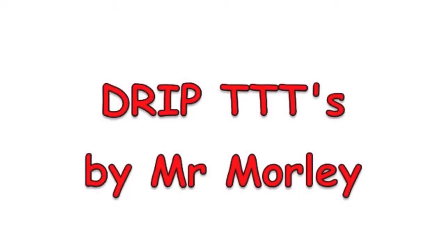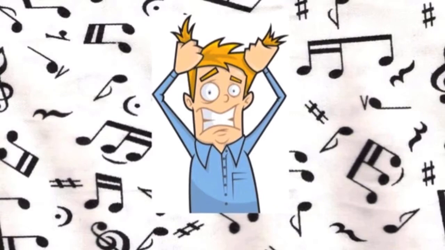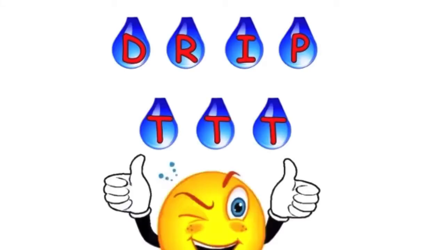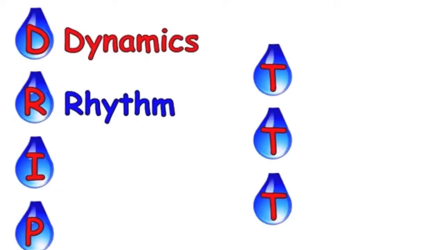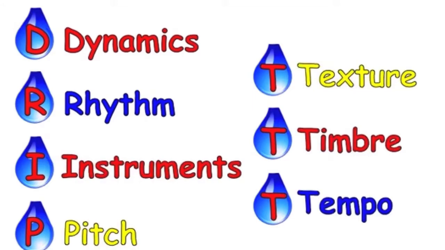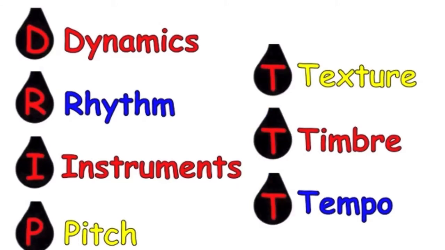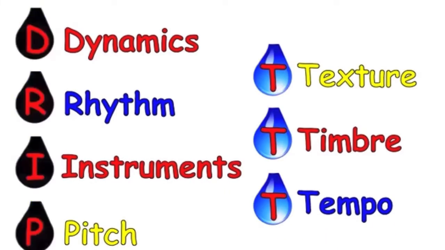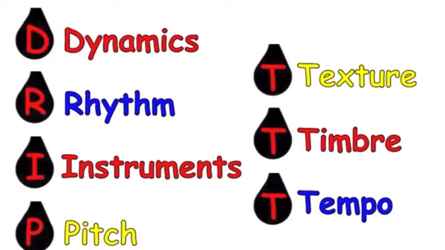When you find yourself getting stuck in music, all you've got to do is just try to remember drip. Dynamics, rhythm, instruments, pitch, texture, timbre, tempo. Just try to remember drip three T's. Drip three T's, drip three T's. Just try to remember drip three T's.